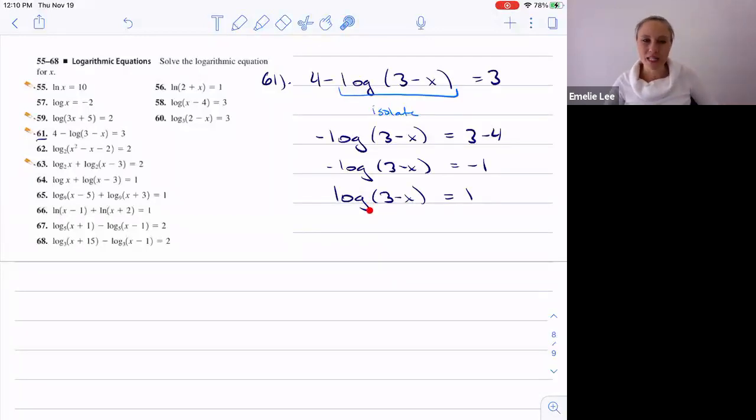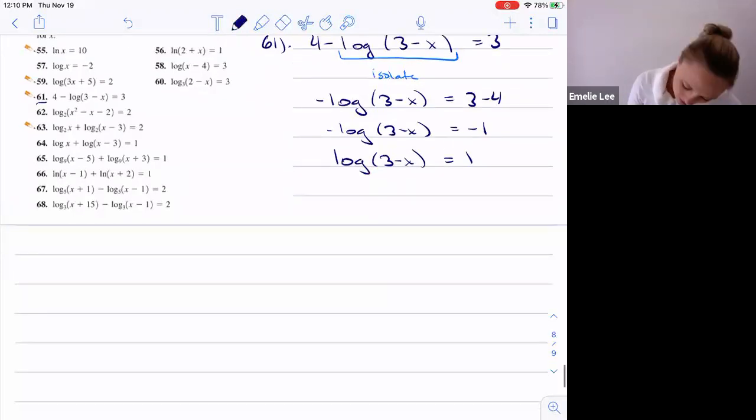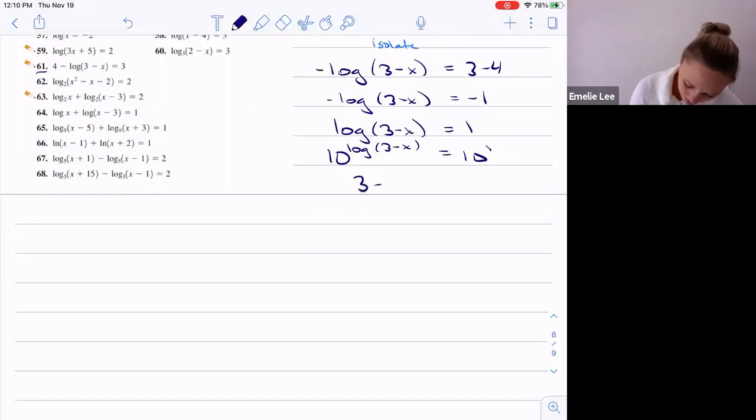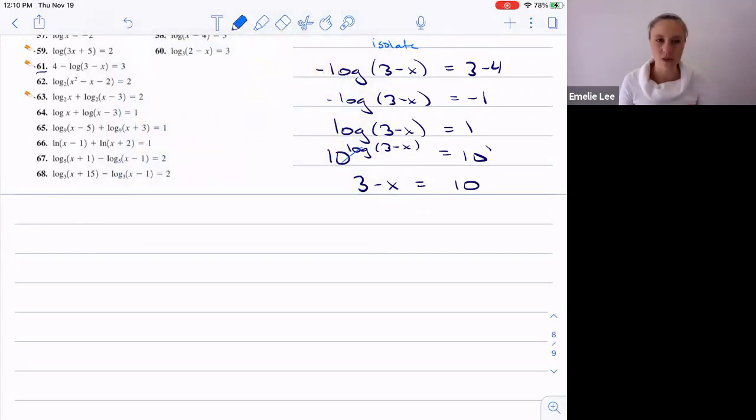This is log base 10, so I'm going to take 10 to the power of this. 10 to the log of 3 minus x is 10 to the 1. So 3 minus x is 10, okay? Because they have the same base, these two are going to cancel or just drop away. That's a log rule.